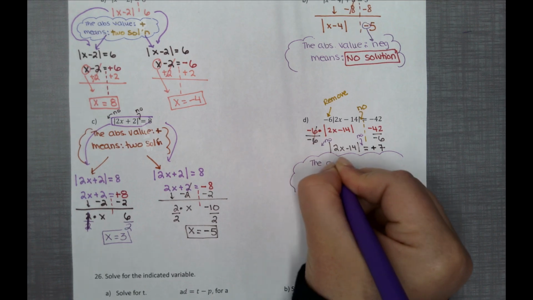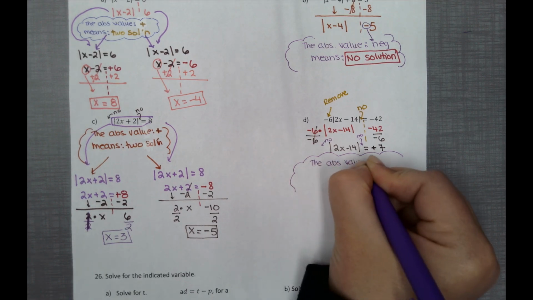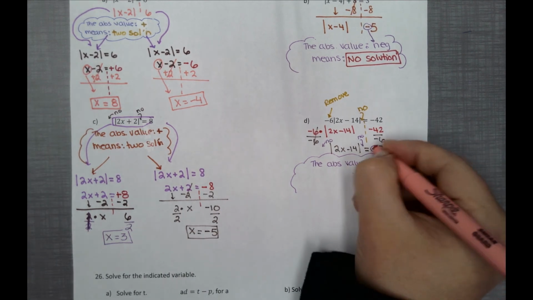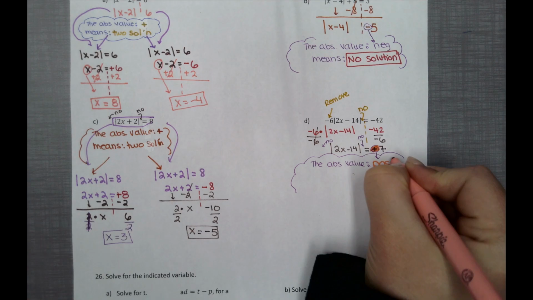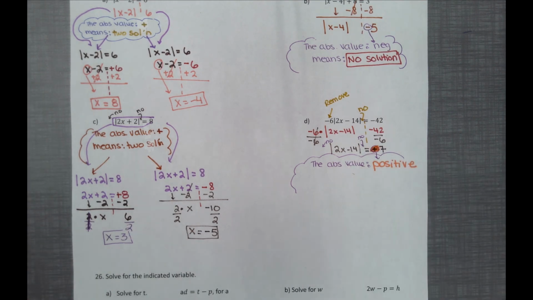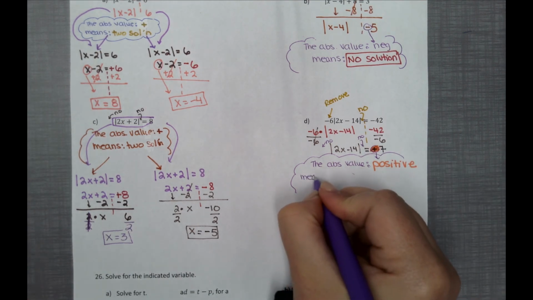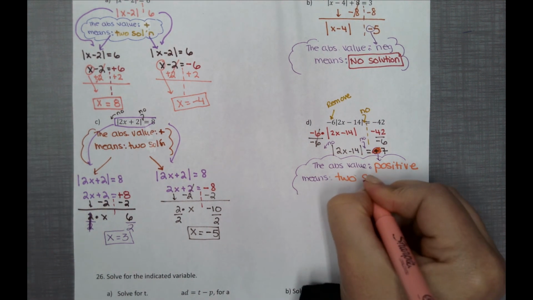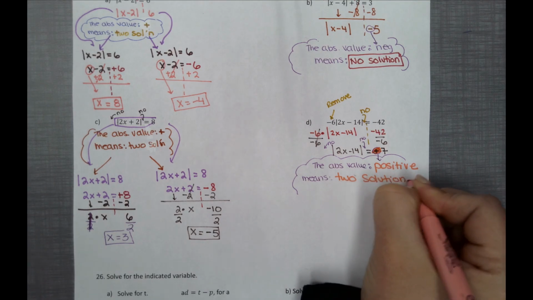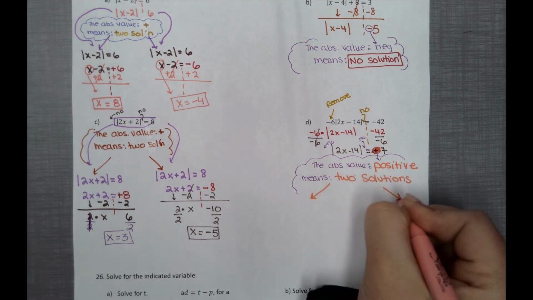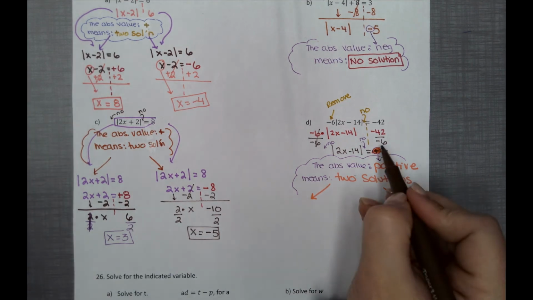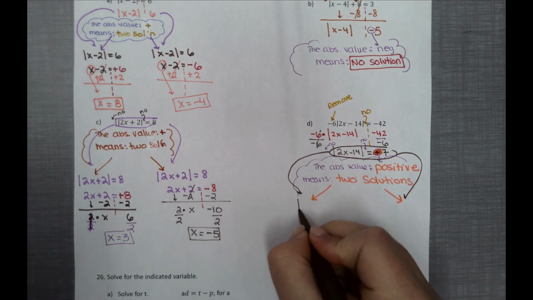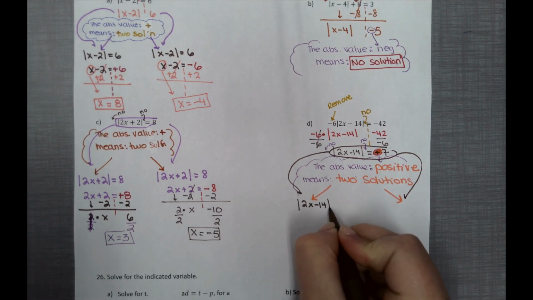The absolute value. What do we see? We see a positive, which means positive means two solutions. Two solutions means two arrows. It means we're going to take this section right here and we're going to copy twice. Do not go inside your absolute value in this step.